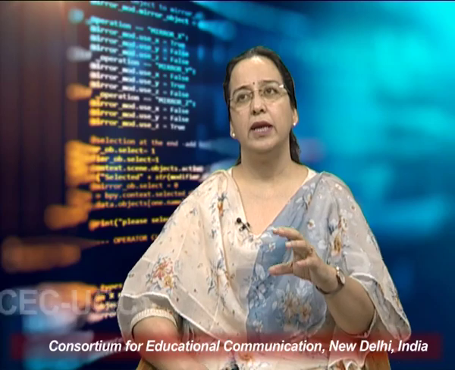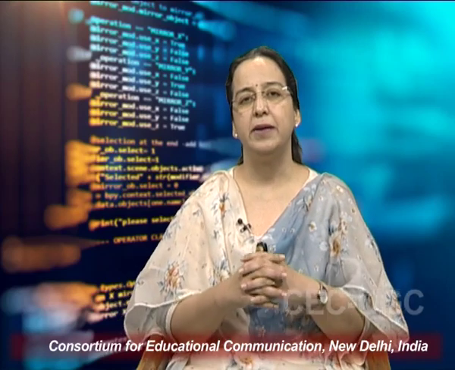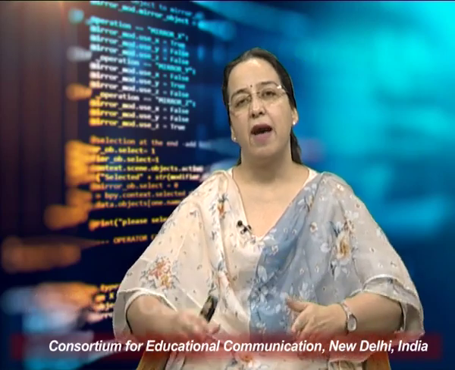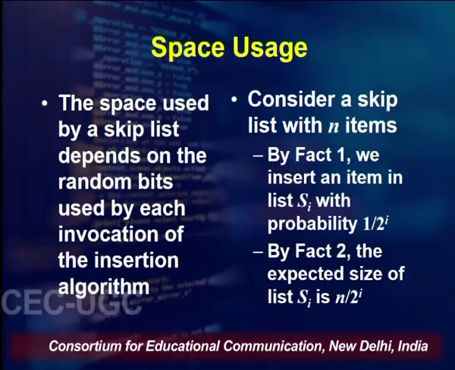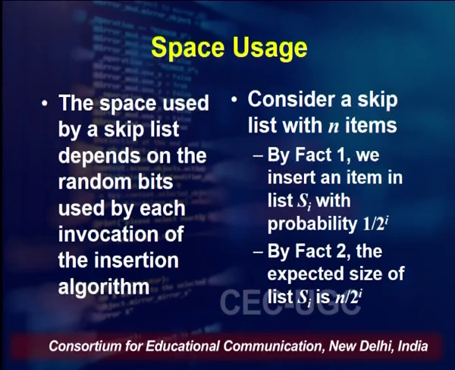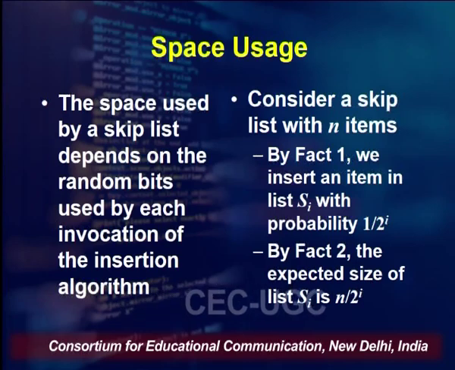And the bone of contention which is going on in the mind of a user is the space usage, because we are in a way replicating. So the space used by a skip list actually depends on the random bits which are used by each invocation of the insertion algorithm. So let us say we have a skip list with n items. We will insert an item in the list Si with a probability 1 by 2^i, and these are the claims which we can understand with the help of a binary search tree having log n levels.